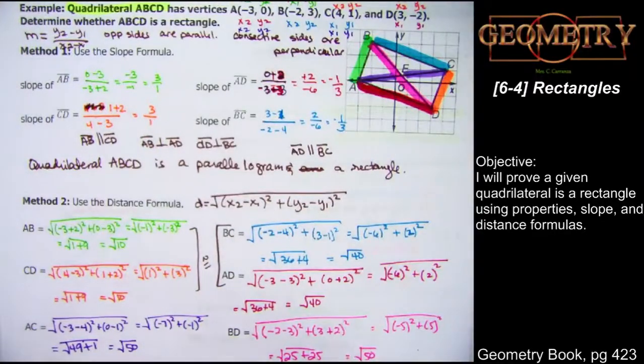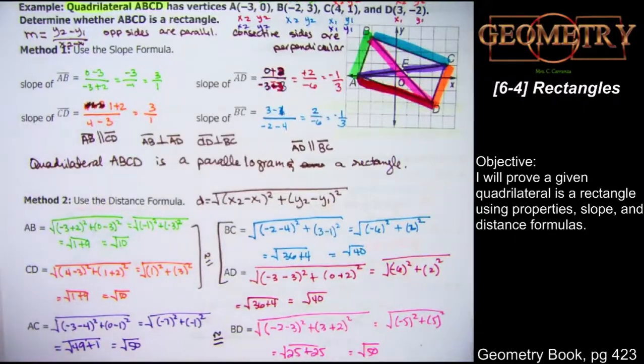The diagonals now need to be congruent to show this thing's a rectangle. Are the diagonals congruent? Yes, therefore, quadrilateral ABCD is a rectangle.